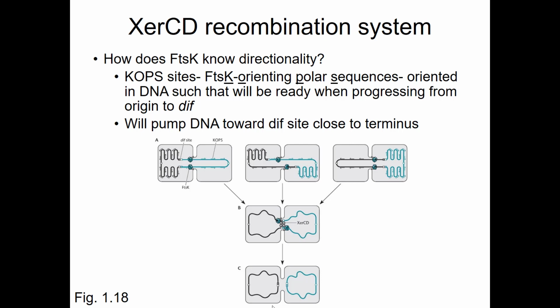So how does FtsK work? How does it know directionality? Well, there are sites known as KOPS sites. These stand for FtsK orienting polar sequences. They're oriented in such a way that the DNA can only be read in one direction. So it will pump the DNA towards the dif site close to the terminus.